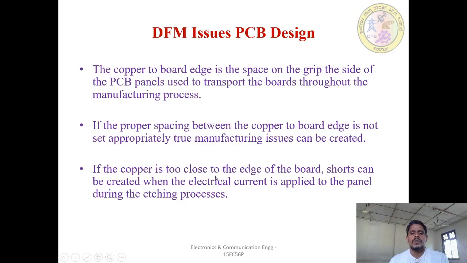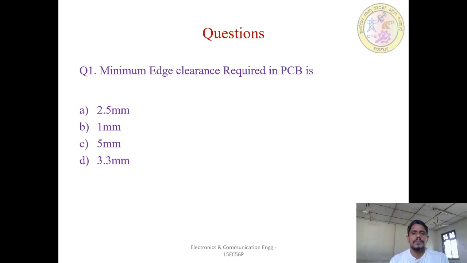If the copper is too close to the edge of the board, shorts can be created when the electrical current is applied to the panel during the etching process, and your entire copper area will be burned due to the short circuit. When etching the PCB, electrical connections are provided. If you do not provide edge clearance around the PCB and copper is present around the PCB, the tracks will burn out. Now, questions.